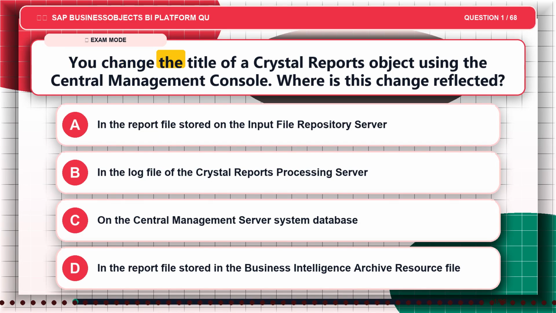Question 1. You change the title of a Crystal Reports object using the Central Management Console. Where is this change reflected? Option A. In the report file stored on the input file repository server. Option B. In the log file of the Crystal Reports processing server. Option C. On the Central Management Server System database. Option D. In the report file stored in the Business Intelligence Archive resource file.